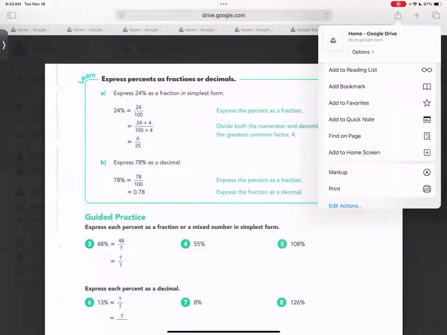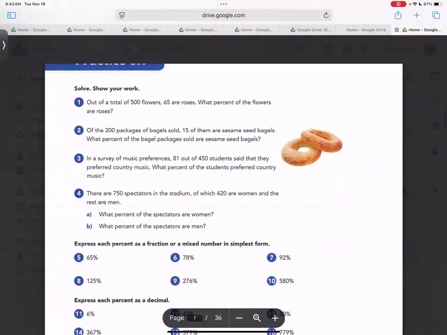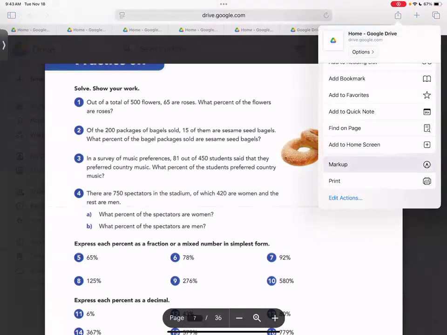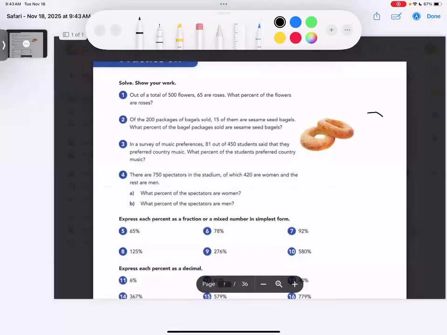So let's have a look at some of that homework help. And I'll start with the first one. Out of a total of 500 flowers, 65 are roses. What percent of the flowers are roses? So 65 out of 500 are roses. How much percent, or how many out of 100?